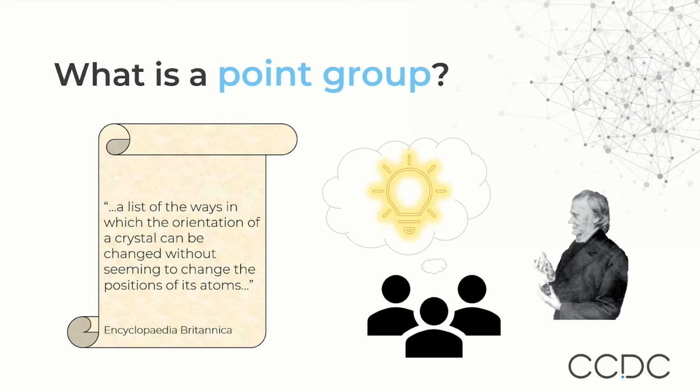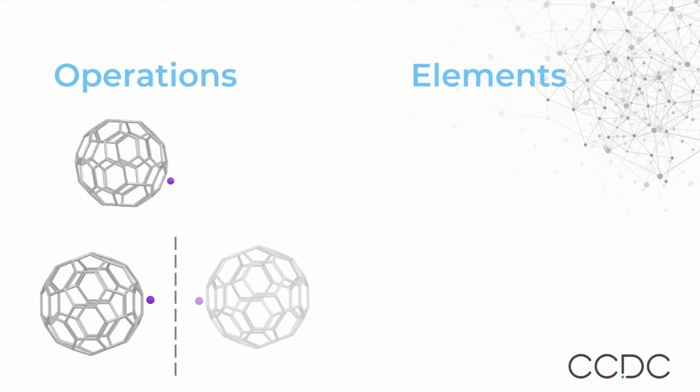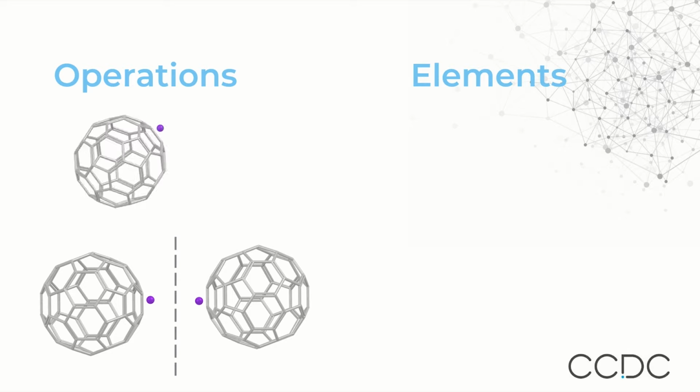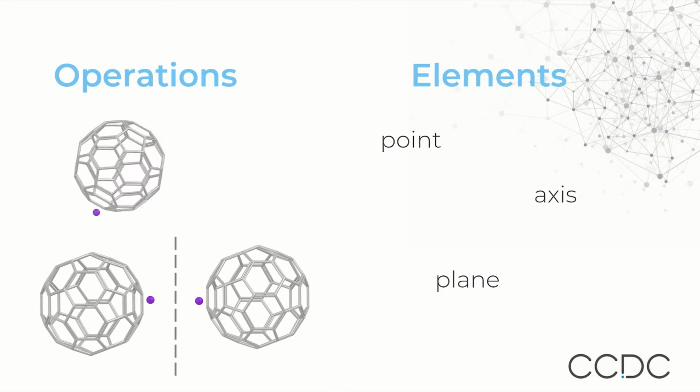The next question to answer is, what are symmetry operations and symmetry elements? A symmetry operation is the actual movement of a body like a molecule, such that after the movement, the molecule appears the same as before, like a rotation or a reflection. A symmetry element is a geometrical entity about which a symmetry operation is performed, such as a point, axis, or plane. Don't worry if this seems confusing. We'll cover both of them as they come up in the next section.